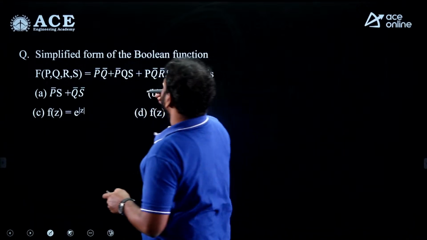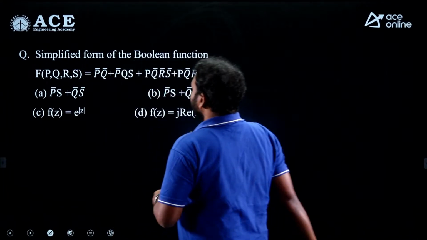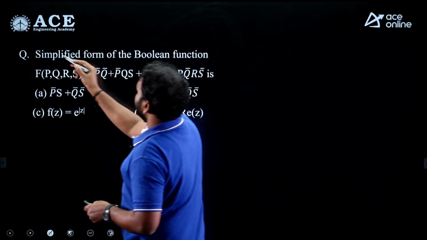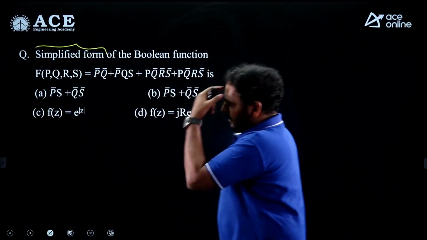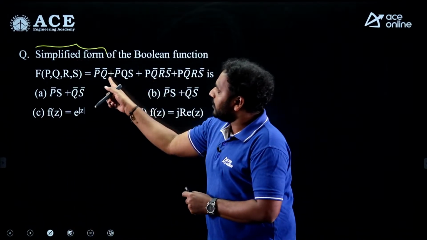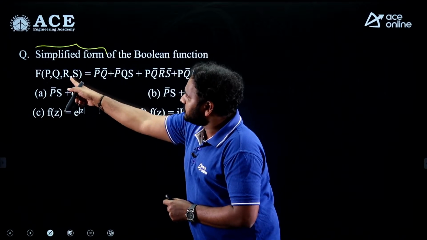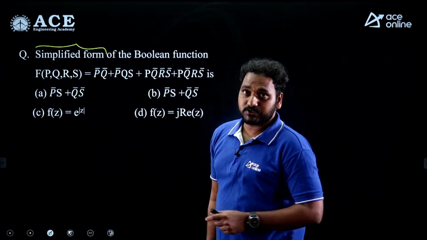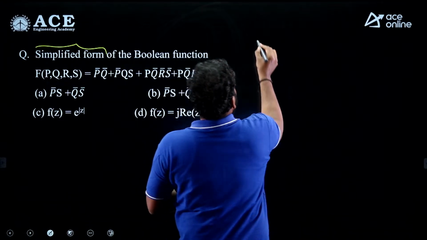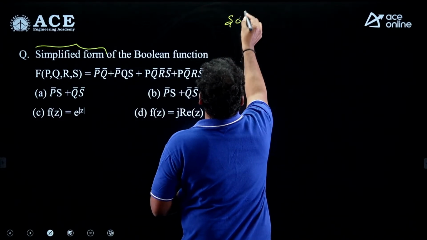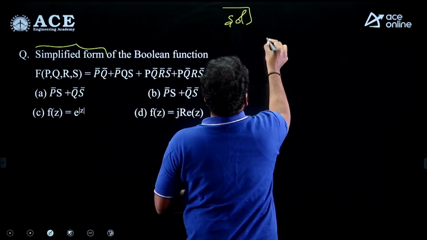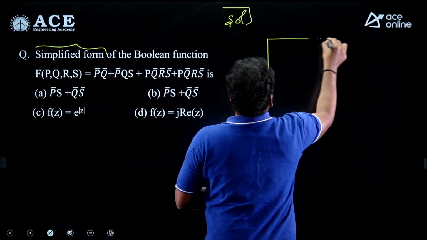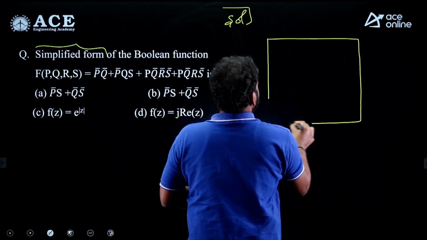Now the expression is given like this, and we need to find the simplified form of this Boolean function. Actually we have to expand it, P bar Q bar into the missing terms R and S. We have to add R plus R bar into S plus S bar, but it is a lengthy procedure. But we have discussed in class one simple method. Let me take a 4 variable K-map here.